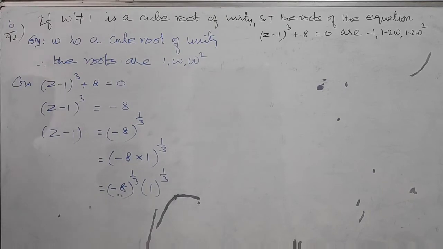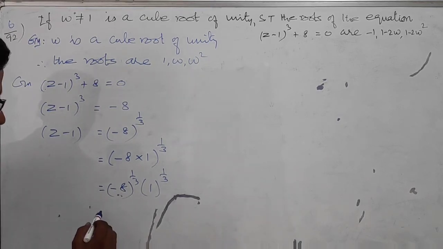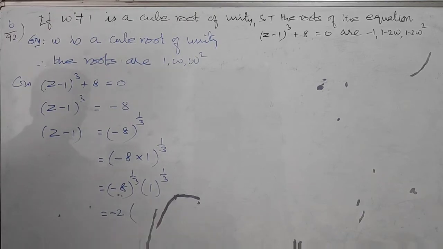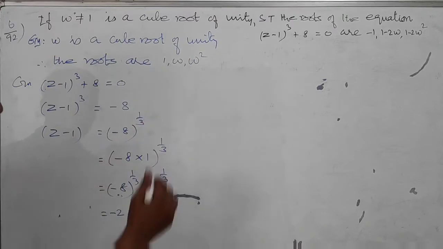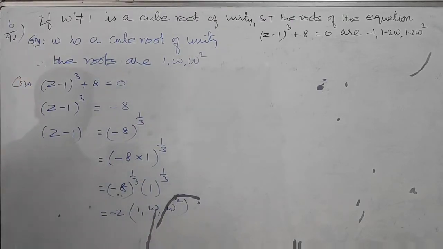Minus 8 power 1 by 3. Now the cube root of minus 8 is minus 2. We can write this as minus 2 into the cube roots of 1, which are 1, omega, omega square.